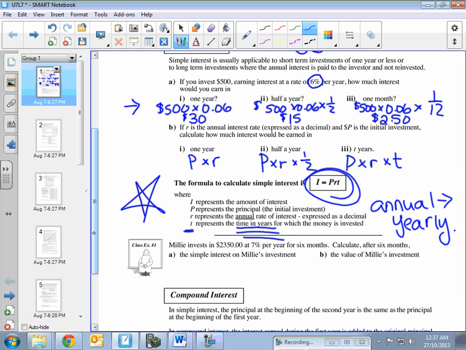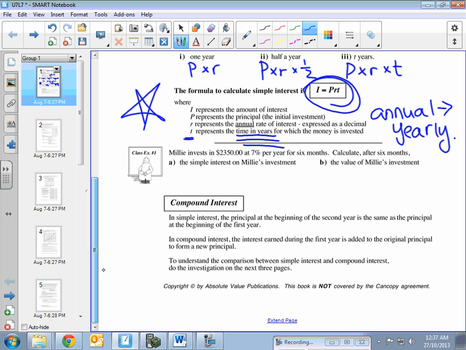So if ever you hear the word annual, annum, dash A, it's always going to be per year. Okay? So let's just do a question here. Millie invests $2,350 at 7% per year for 6 months. Calculate after 6 months the simple interest on Millie's investment.